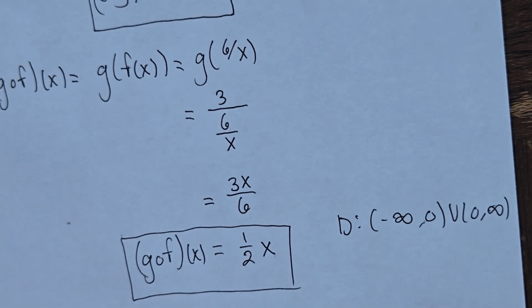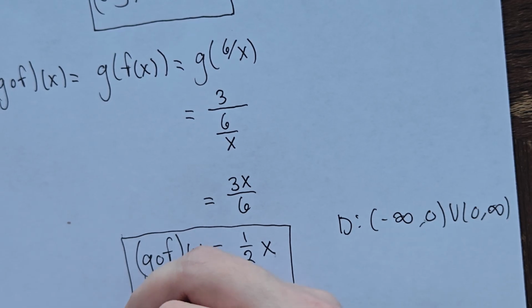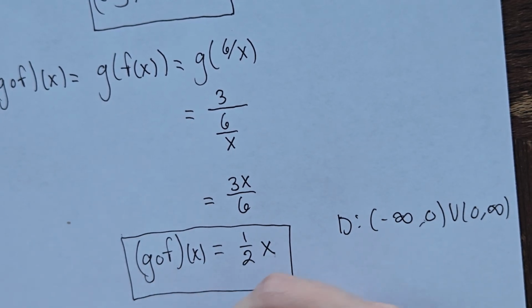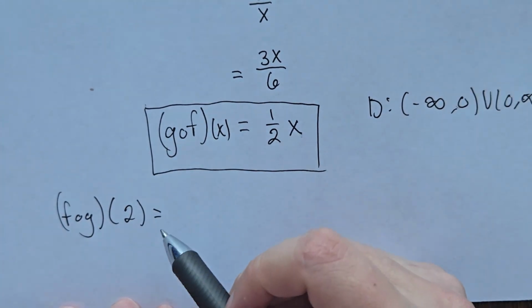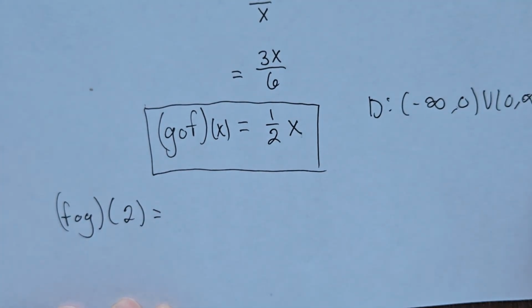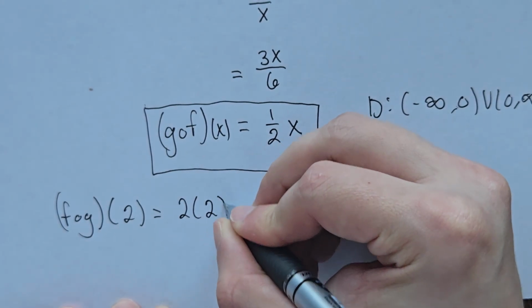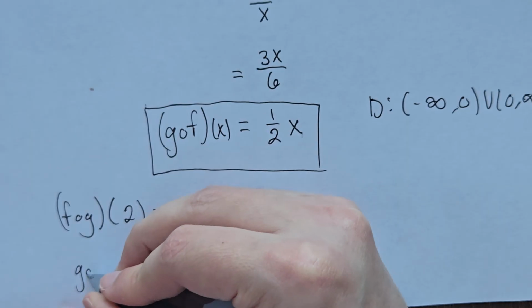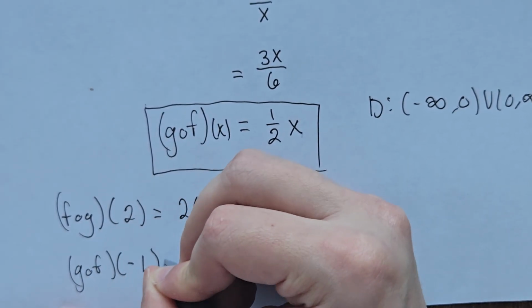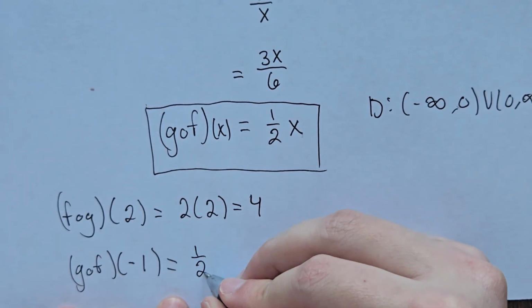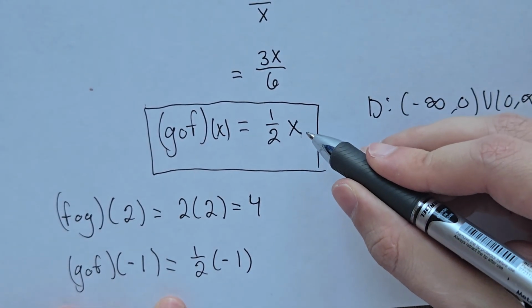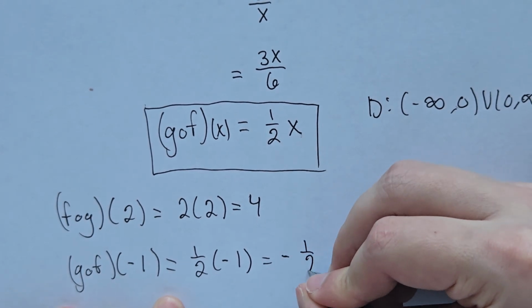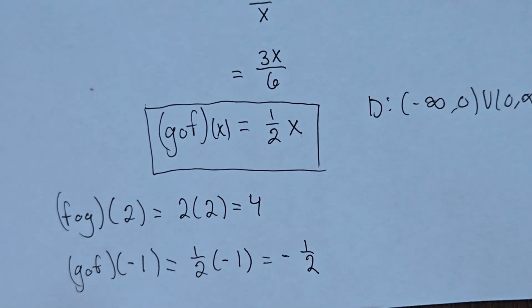Okay? Wonderful. Let's really quickly look at what happens if we wanted to plug in maybe a specific number into this. So if we did f of g of 2, well, before, we saw that f of g was just 2 times x, so that would be 2 times 2, which would be 4. If we did g of f of negative 1, for instance, then it would be 1/2 times negative 1, because this is what we found to be g of f, and that would be negative 1/2, right? So after you've solved for them algebraically, plugging in concrete numbers into them isn't entirely so bad, right?